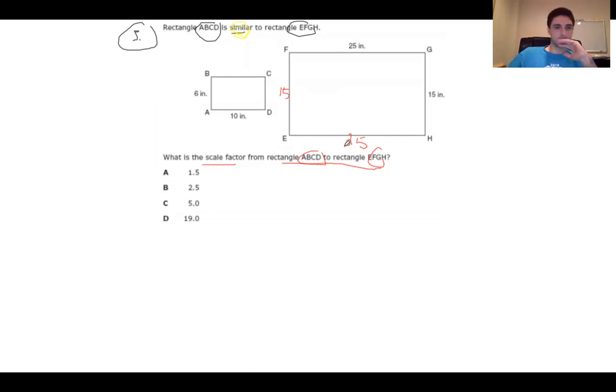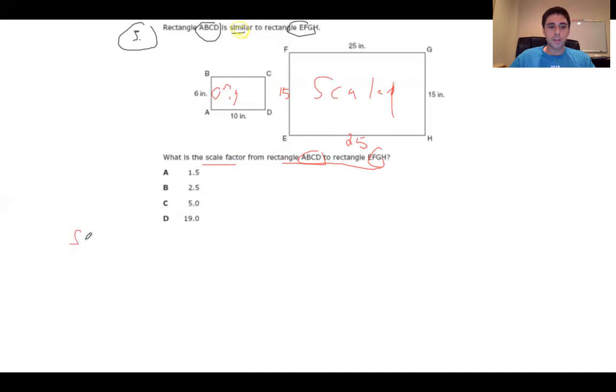What do we think? Right, awesome. ABCD is going to be our original. Excellent, that's going to be our original. And this one right here is going to be our scaled one. We are scaling up this time.